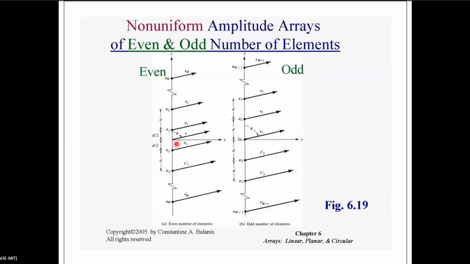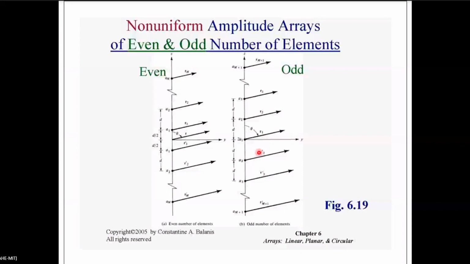See here, this is d by 2, then d. The first element is d by 2 above the origin, so it is 2m, m on this side. 2m is the number of elements here. Okay. Here, for an odd number of elements, it is 2m plus 1.